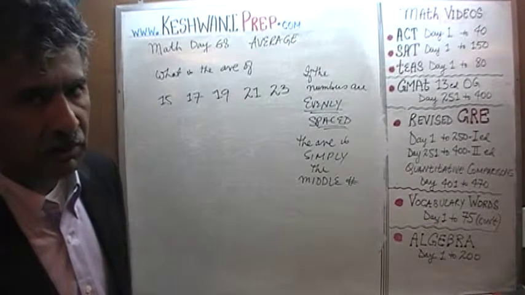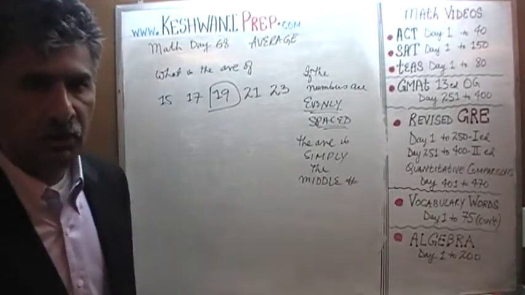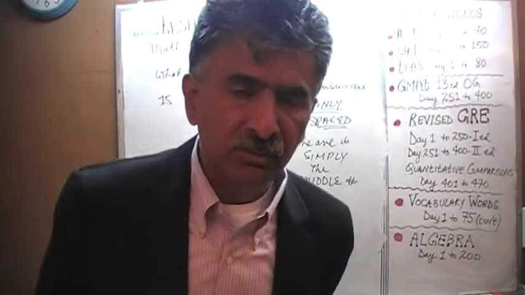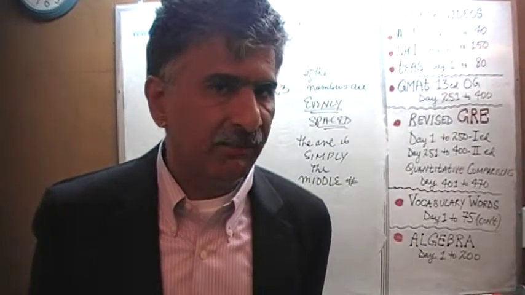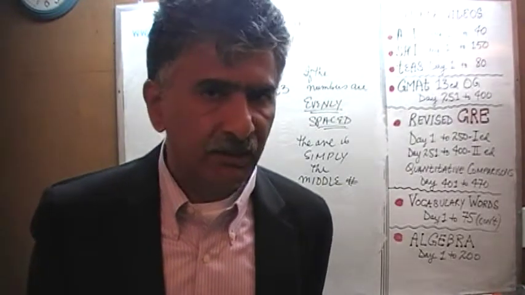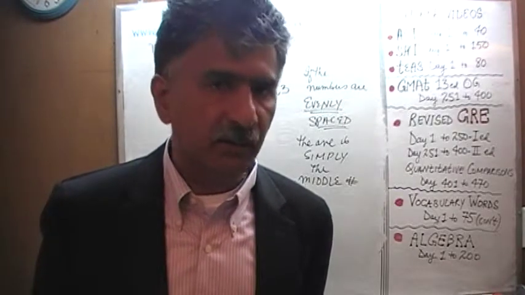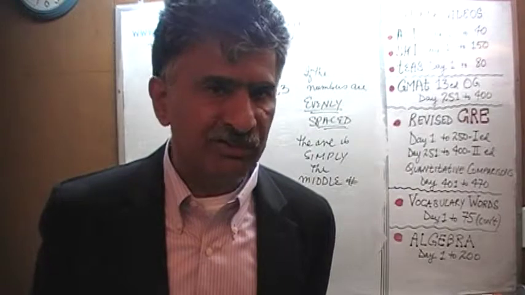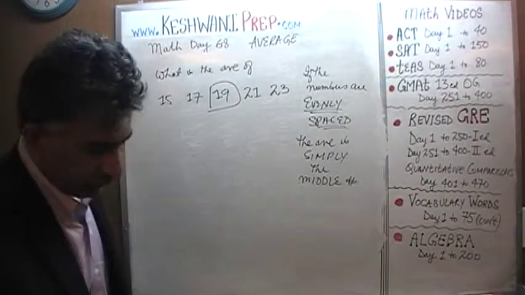We don't have to do anything here at all. The average is 19. We just use visual inspection to tell you in a matter of 2 seconds that the average is 19. You don't have to waste your time adding up the five numbers and dividing by five. That was not the point of the question. And if you do it that way during the exam, you're simply wasting your precious seconds. Do you understand? One more time.